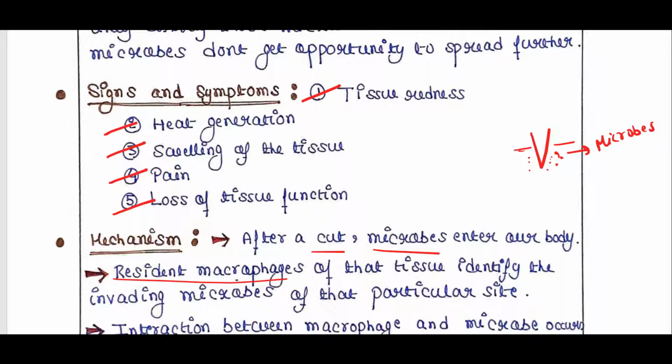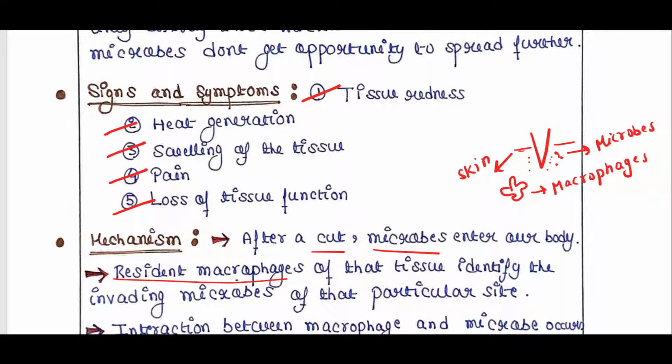At that time, the resident macrophages, meaning those macrophages that are residing in that particular tissue. So suppose this is the skin and these macrophages are skin dwellers. They are found only in the skin. They are resident macrophages, right? So what they will do is identify and detect those microbes.